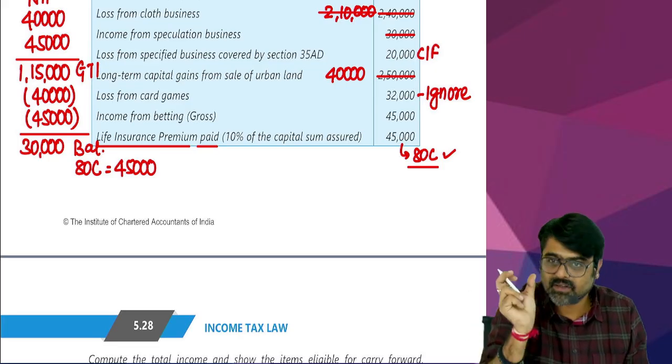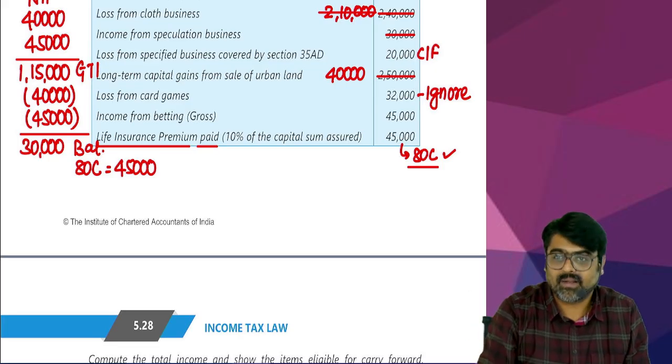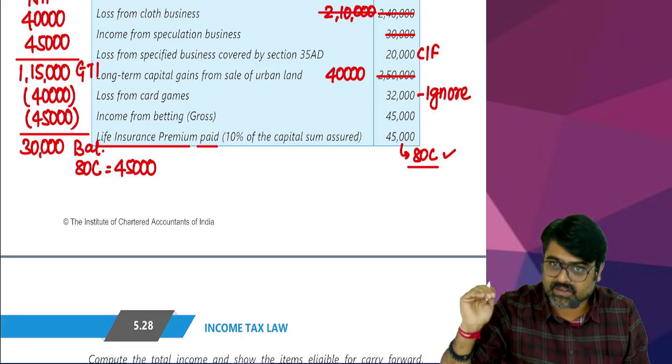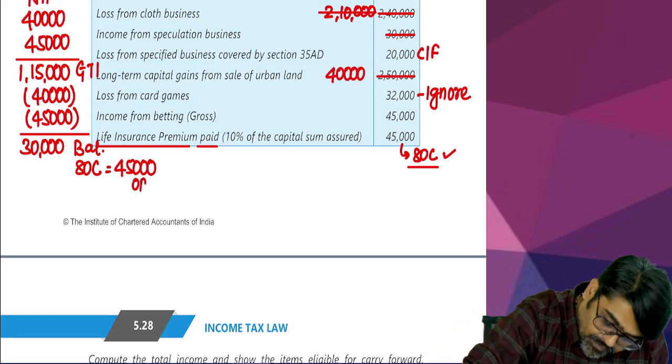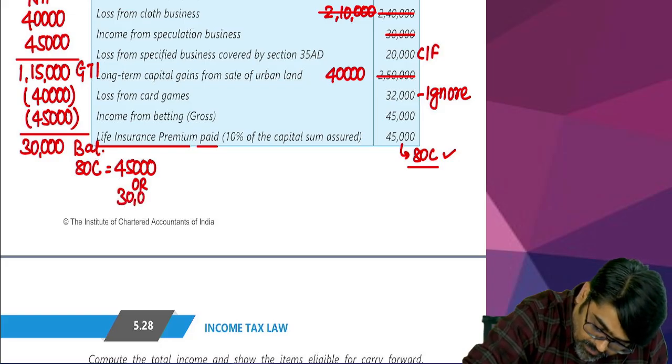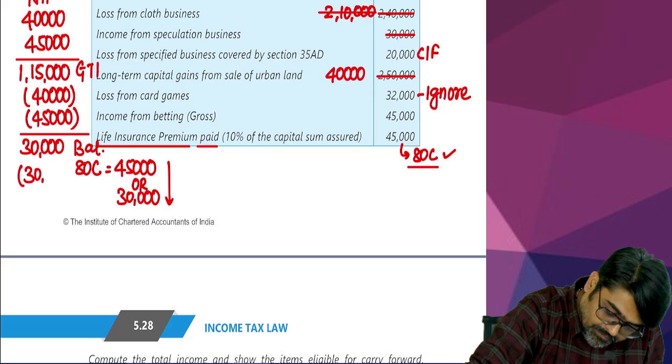So after claiming chapter 6A, it cannot become negative. So you will have to restrict your chapter 6A deduction to the extent of balance GTI, this or whichever is lower. So how much deduction you can take?